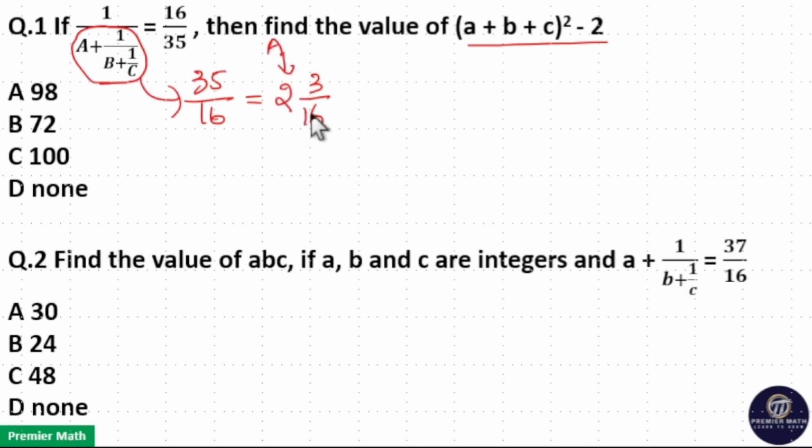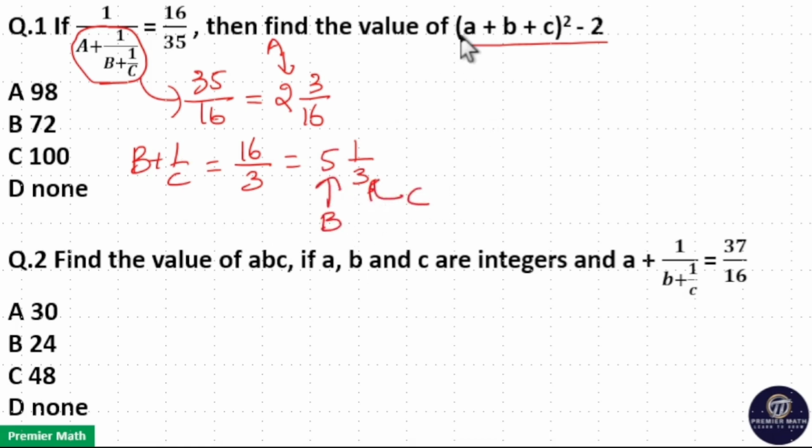A is equal to 2. And 3 by 16 is equal to 1 by b plus 1 by c. So b plus 1 by c is equal to reverse of 3 by 16, which is 16 by 3. 16 by 3 is equal to 3 goes 5 times in 15, remaining 1 by 3. So 5 and 1 by 3 is equal to b plus 1 by c, which means here b is equal to 5 and c is equal to 3. So a is equal to 2, b is equal to 5 and c is equal to 3.